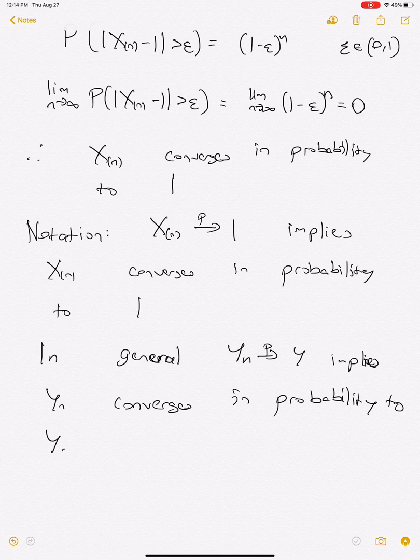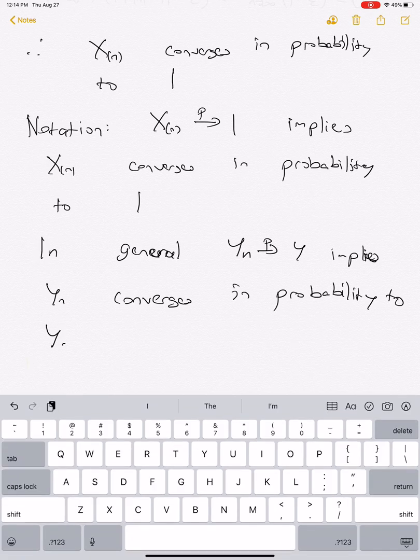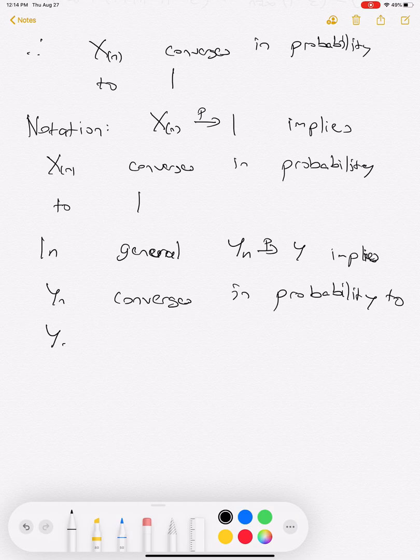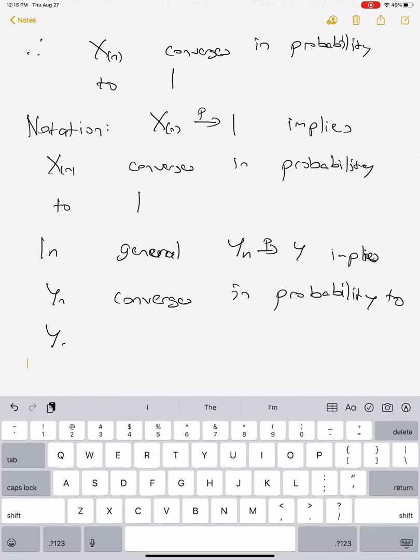In general, I'm going to use this notation where we use this arrow with a little p above it to say convergence in probability. The reason we do that, and hopefully you've seen this notation before, is because there are multiple notions of convergence. So we want to indicate that convergence here refers specifically to convergence in probability. That's why we're going to use this notation.